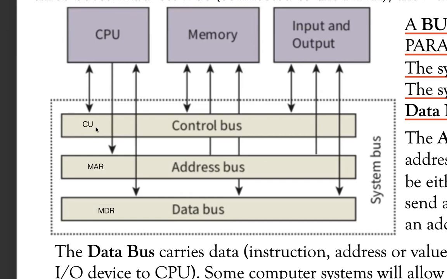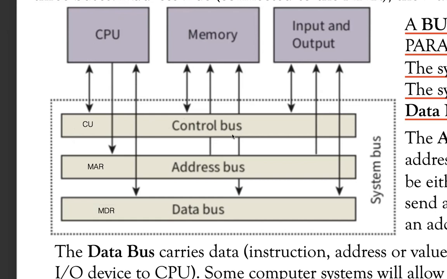On one end of the control bus, we've got the control unit. On the other end, we've got memory and IO devices. So when I say the control bus is connecting to the CPU, it is specifically connected to the CU, the control unit. It's not connected to anything else. Okay, because the control unit is responsible for sending control signals, and control signals travel on the control bus. That's the purpose of the control bus.